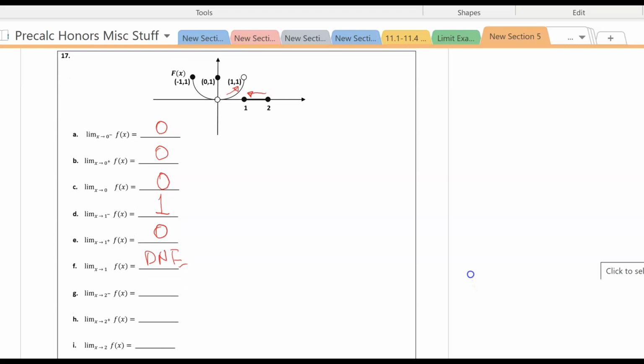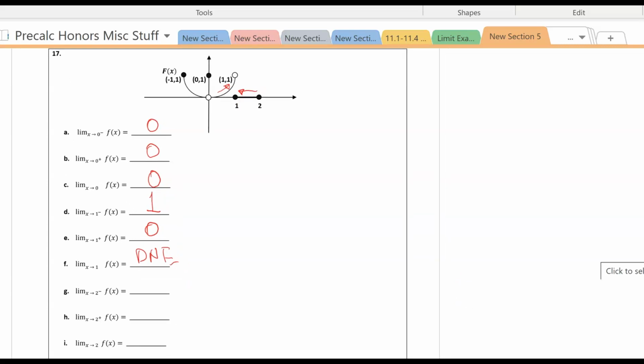Alright, moving on to part G, we have the limit as x approaches 2 from the left. So now we're approaching 2 from the left, so that's going to approach a y value of 0. Now as we approach 2 from the right, there's no graph to the right of 2. It's not defined there, so this limit does not exist. And then since the limit from the left and the right aren't the same, this does not exist as well.